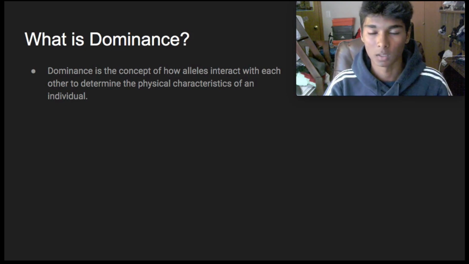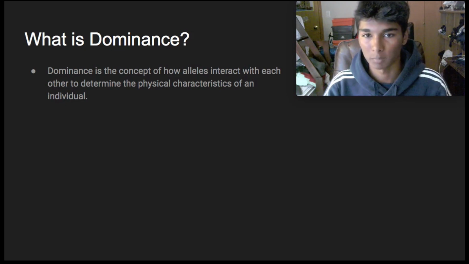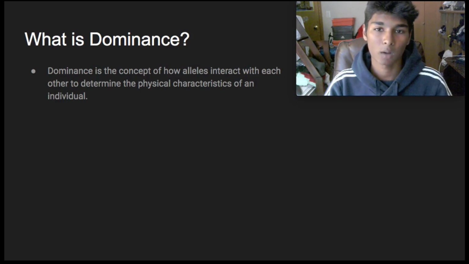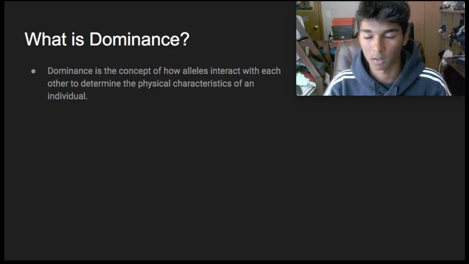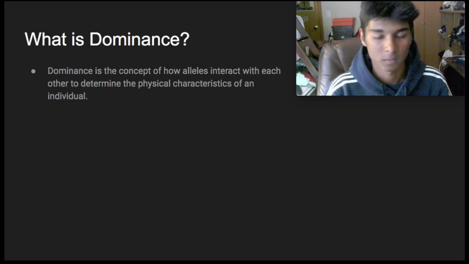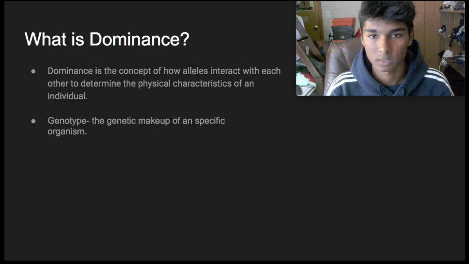So you might get a brown hair allele from your father and a blonde hair allele from your mother, and essentially how those alleles interact with each other determines what your hair color or whatever characteristic we're looking at. So some other terms you should know are genotype and phenotype.